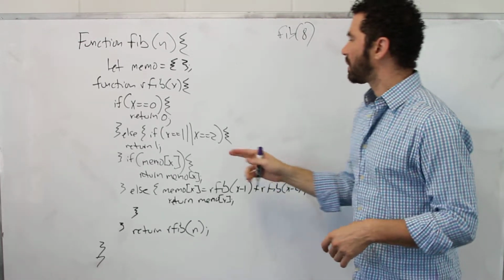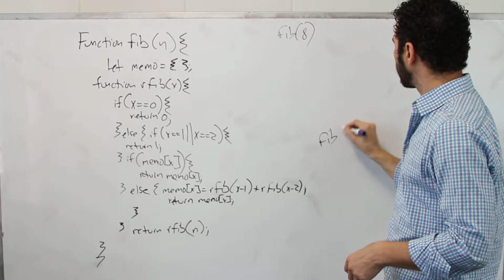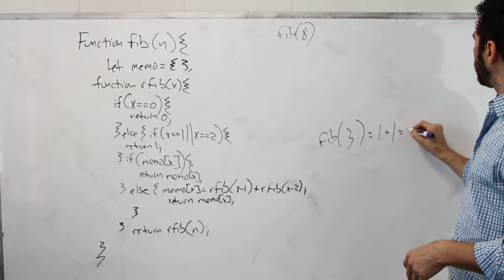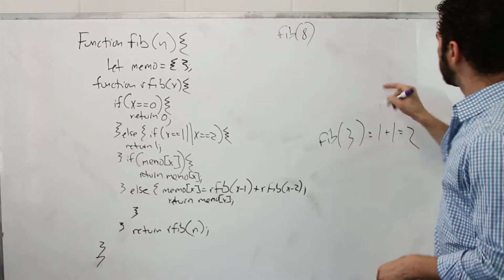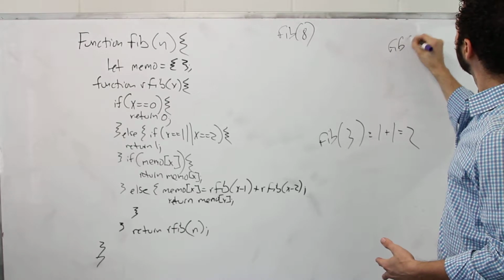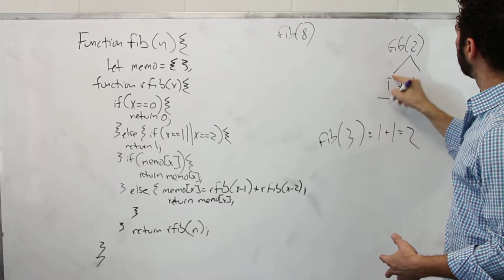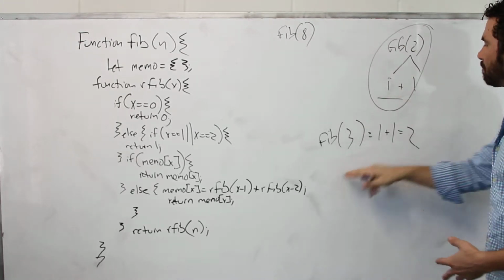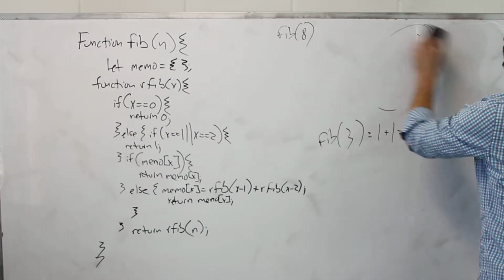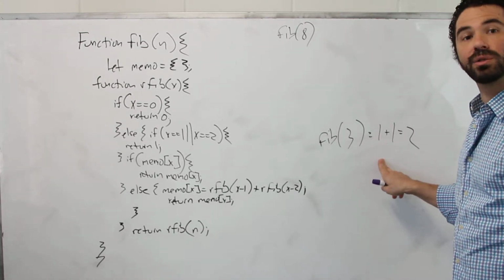So fib of 1 and fib of 2 is pretty much our base cases. So we're going to start off with fib of 3, and that is 1 plus 1, which is equal to 2. And the way I get this is the fib of 3 makes a recursive call to fib of 2, so fib of 2 is equal to 1 plus 1. So these results get pushed back up to fib of 3. So fib of 3 is actually the results that have been returned from making a call to fib of 2.